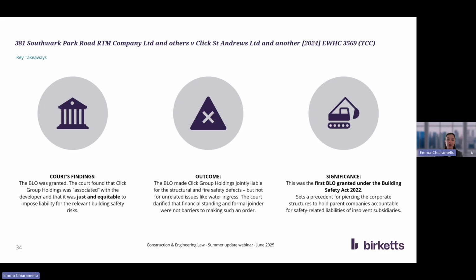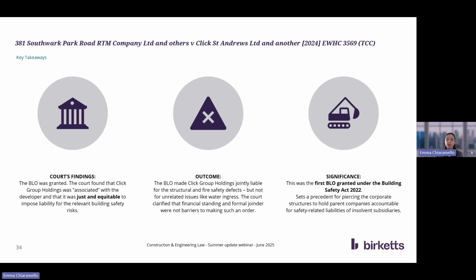So what did the court find? As we know, they granted the building liability order and they found that the parent company was associated with the developer, which was a special purpose vehicle. So it's part of a long line, really, of cases where the courts are grappling with this idea of whether it's just and equitable to impose a building liability order, because this essentially pierces the corporate veil, which is a long-standing part of English law and the basis on which many developments have been made over time.